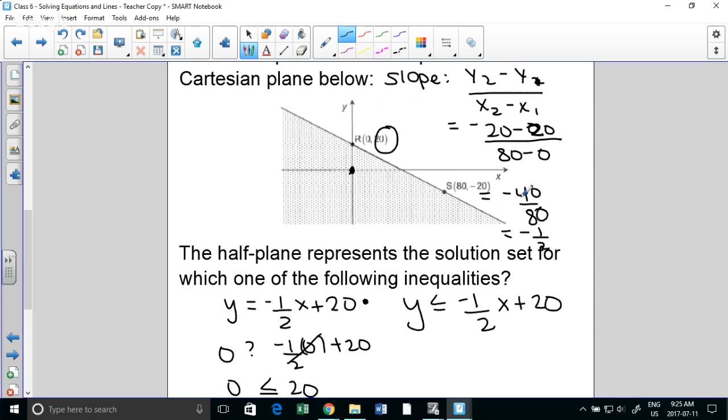So all the different points in one half are going to satisfy my inequality, and all the points in the other half are not going to. So that's why it's a half plane.